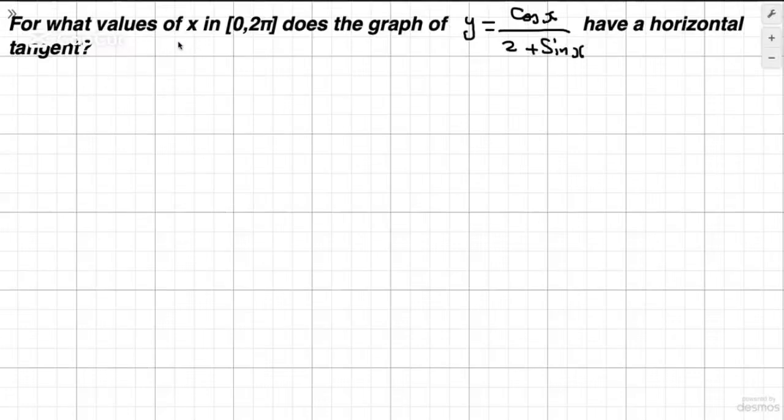So here's a question: for what value of x in the interval 0 to 2 pi does the graph of y equals cos x over 2 plus sine x have a horizontal tangent? So a few things we have to know here. The first thing is horizontal tangent.